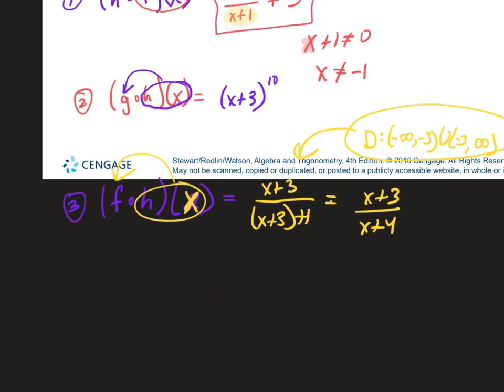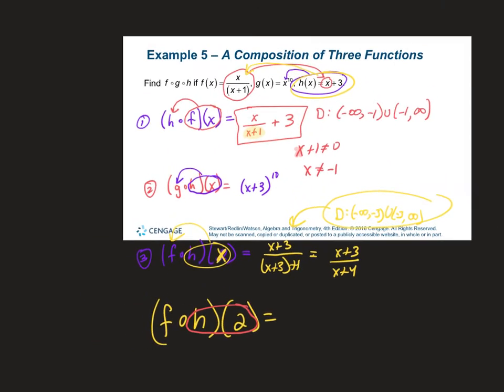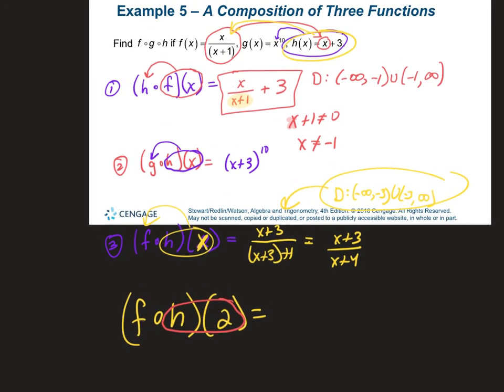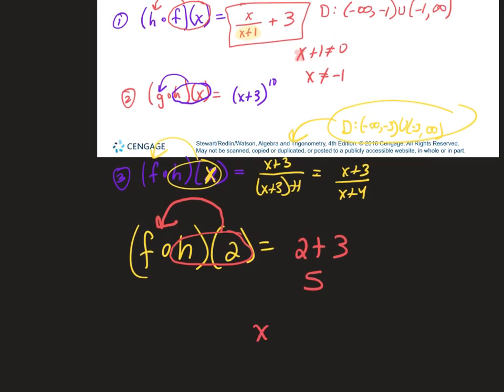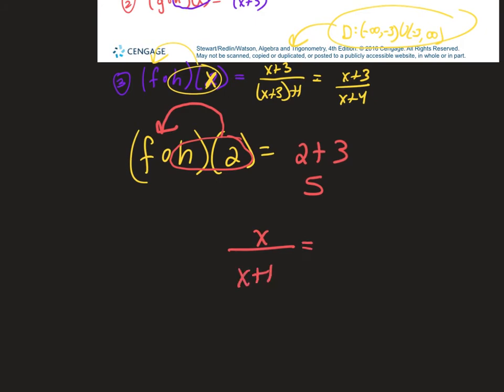So if at the beginning I gave you the problem f of h of 2, you don't have to combine them or anything. If you have a number, just plug it in. This is saying to plug what number into the h function? What number am I telling you to plug in? 2. So I'm going to say, okay, fine, 2 plus 3, so I get 5. Now with that answer, they want me to plug it in to the f. So now I take my f function, which is x over x plus 1, right? So I say 5 over 5 plus 1, and I get 5 over what? 6.